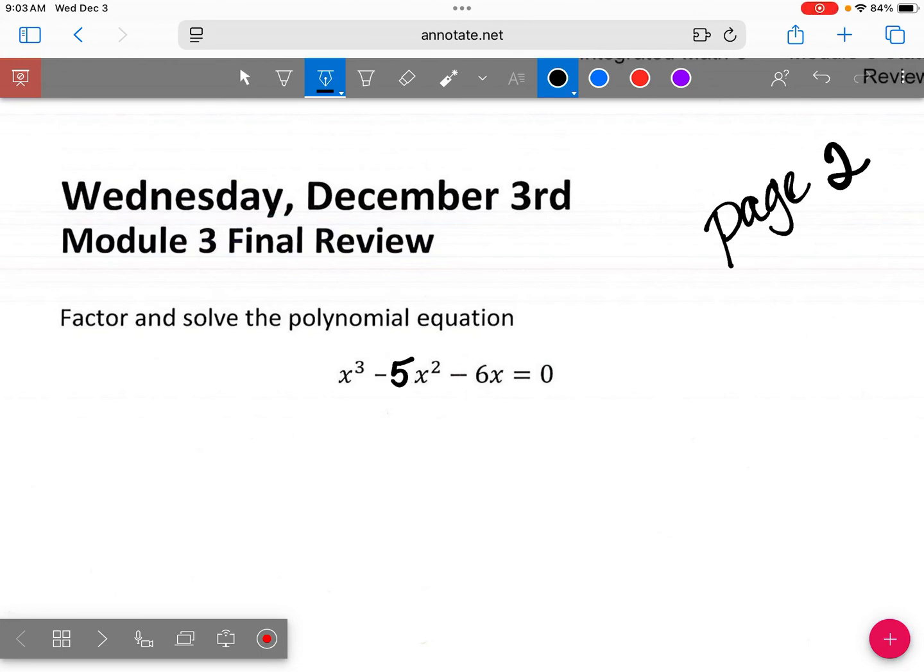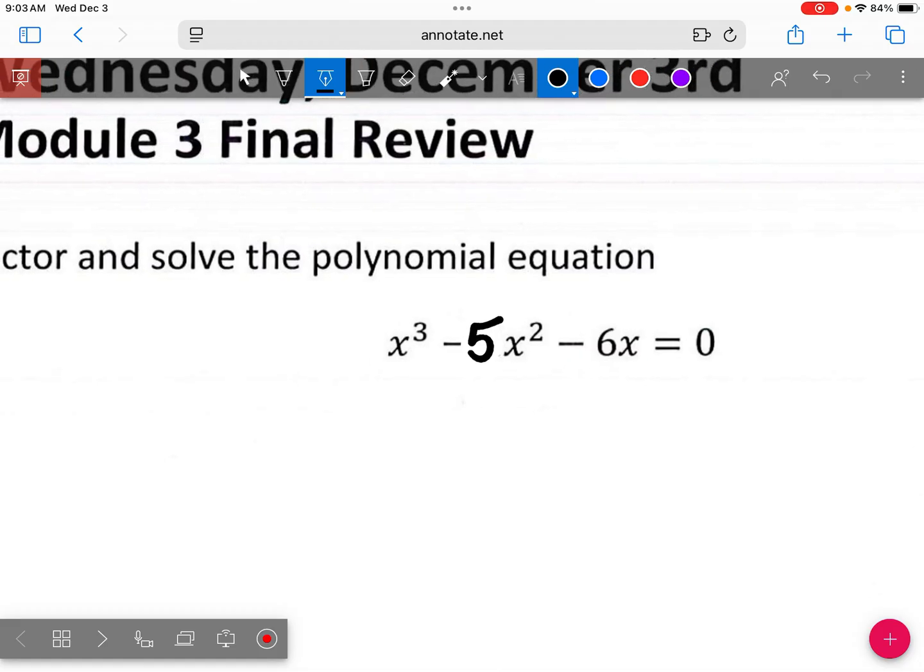Questions where you have to factor, but I feel like you all are doing much better with factoring. So looking at this question, what is your first step? Whenever you factor, what do you have to look for first? GCF. Step one, you always start by looking for a GCF.